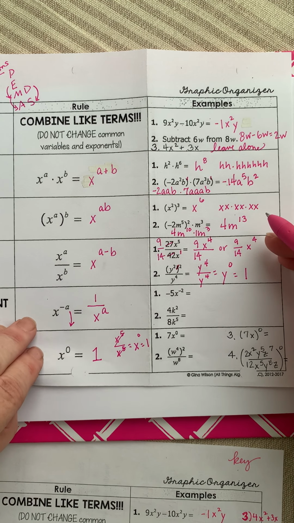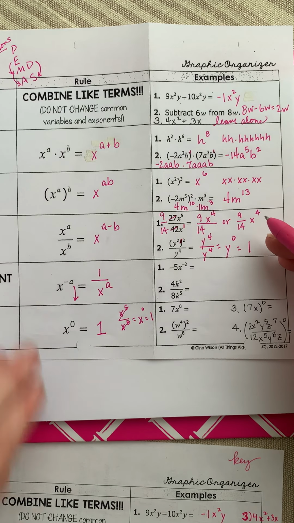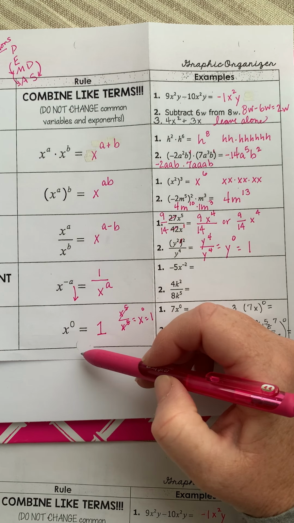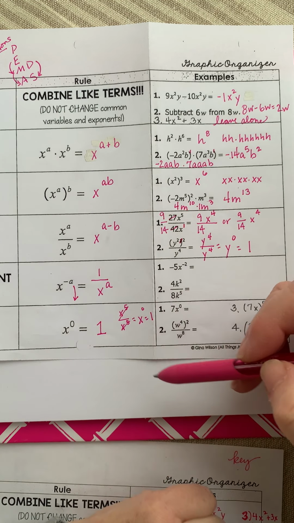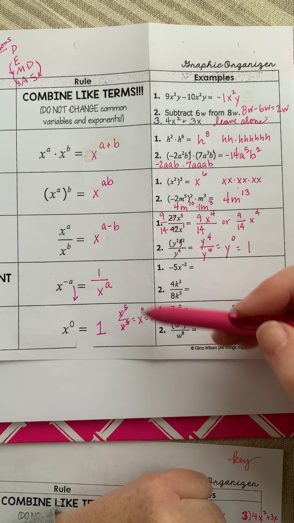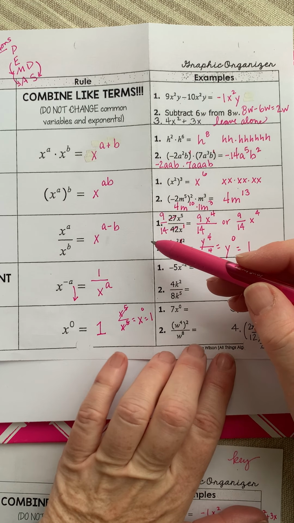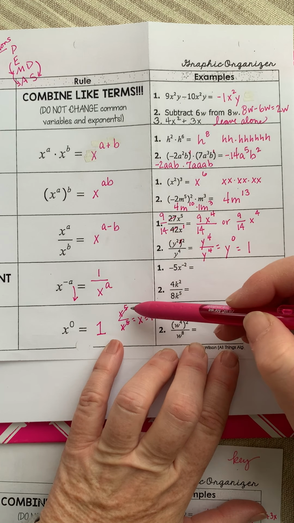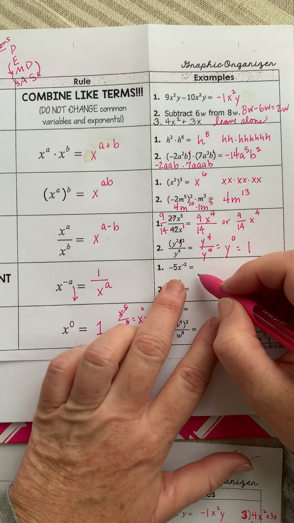Negative exponent rule. The negative exponent rule, again, says that if I have a negative exponent, it has to move. The whole piece needs to move to the bottom if it's in the top, or to the top if it's in the bottom. Sorry, I said that backwards. So let's take a look at this.